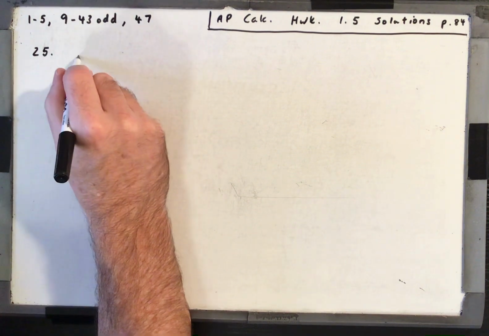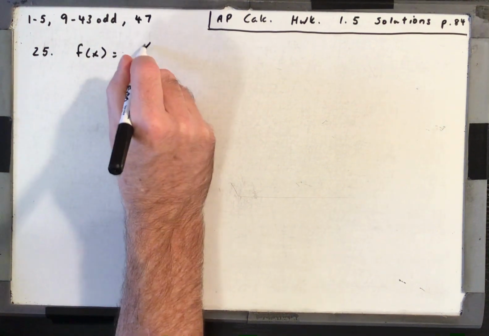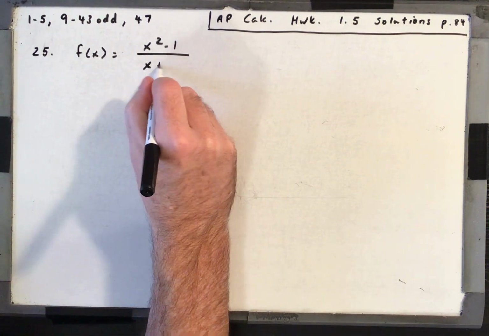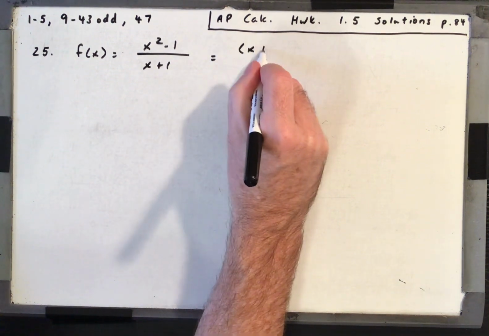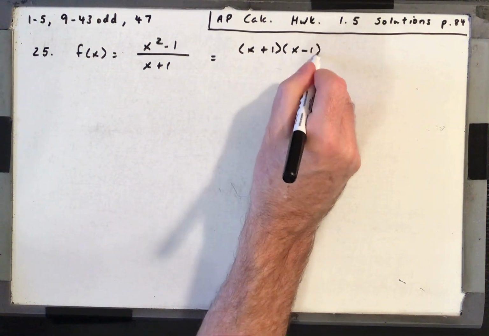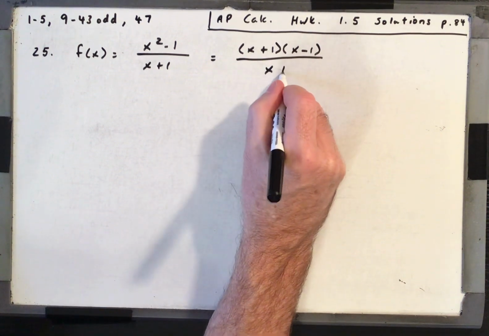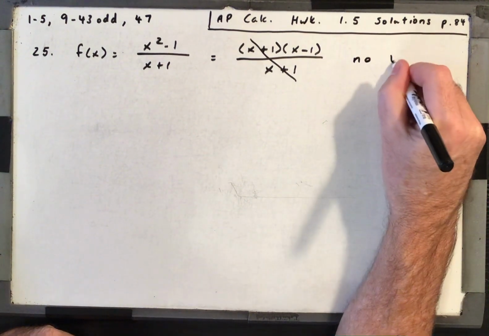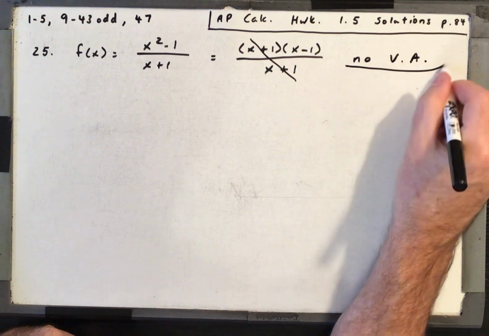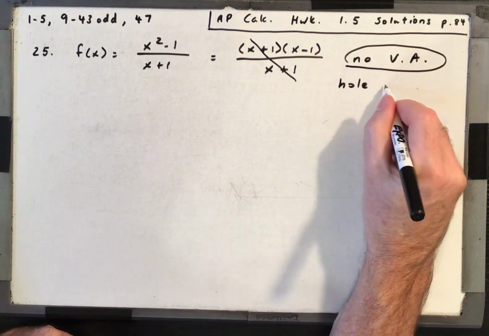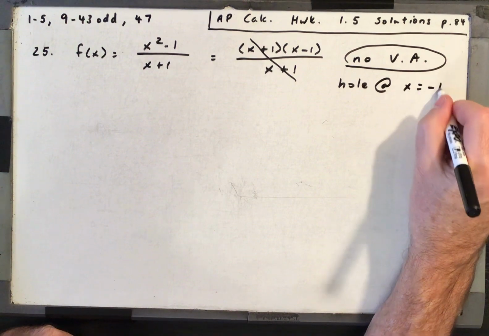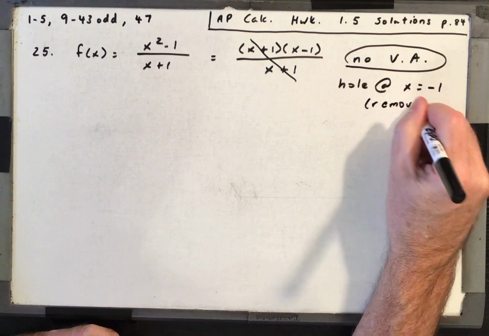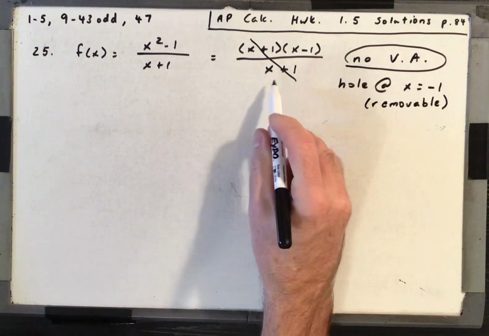We have f of x equals x squared minus 1 over x plus 1. We can factor the top into x plus 1 times x minus 1, over x plus 1. That cancels out, so there is no vertical asymptote. There is a hole at x equals negative 1. So that's removable. We have a removable discontinuity at x equals negative 1.